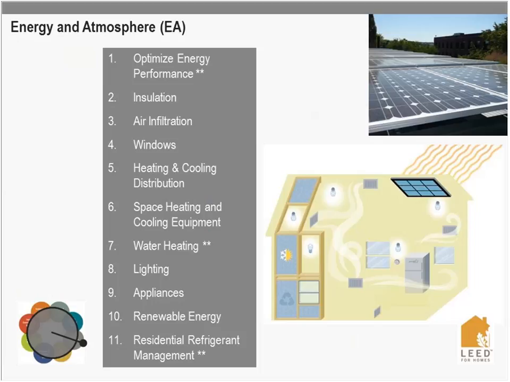So the next credit in the program is the energy and atmosphere section, and so we're looking at two different pathways in this section. There's the performance pathway using energy modeling, and there's the prescriptive pathway, which has you go through the checklist and look at all these areas 2 through 11 in energy efficiency and decide which is best for your program based on your client's energy targets and goals.